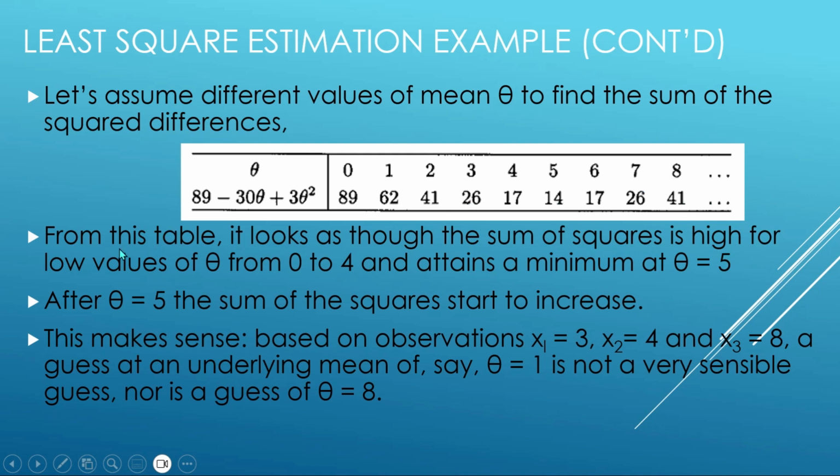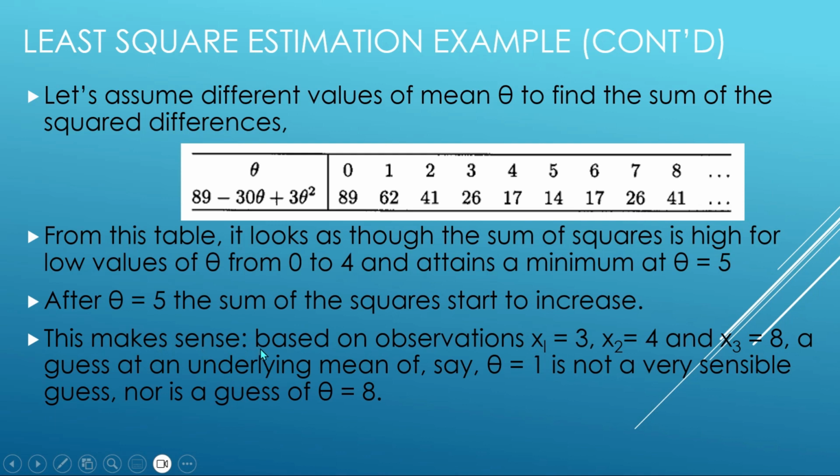what happens. From this table, it looks as though the sum of squares is high for low values of theta from 0 to 4. As you can see, it is 89, 62, 41 and 26, and it attains a minimum at theta 5. At theta 5 you get the minimum value 14. After that you see again it is increasing in the same order, 17, 26, 41. It was decreasing 89, 62, 41, 26, 17, then it started increasing in the same order, 17, 26 and 41. So we get the minimum value at theta is equal to 5, which is 14. After theta is equal to 5, the sum of the squares starts to increase.